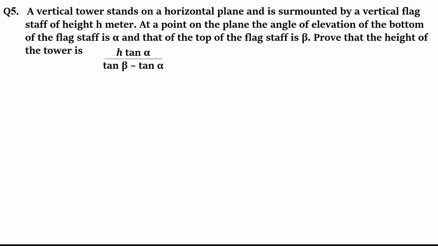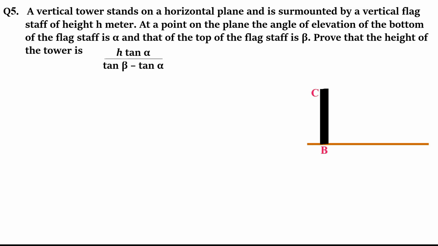Now next we have the fifth question. A vertical tower stands on a horizontal plane and is surmounted by a vertical flag staff of height h meter. Just reading the first sentence of this, let's try to make the beginning part of the question, that there is a tower on a horizontal plane and that tower is surmounted by a vertical flag staff. So let's draw the horizontal plane, and here we have the flag staff.